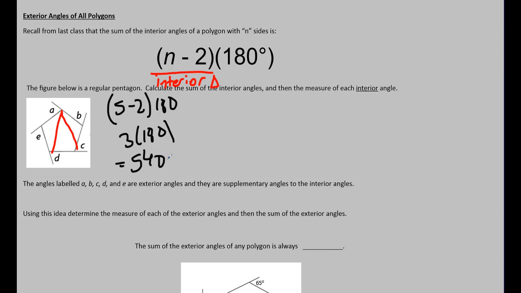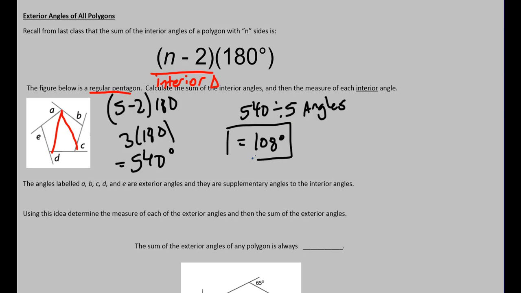And because it told me that it is a regular pentagon, that means that every single side is the same length. And if every side is the same length, that also means that every angle is going to be the same. So I can take the 540 and divide it by 5 angles, and I will get my interior angles, which is 108 degrees. So the measure of each angle is 108 degrees.